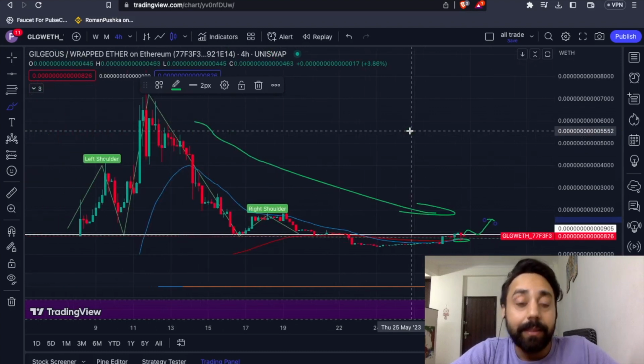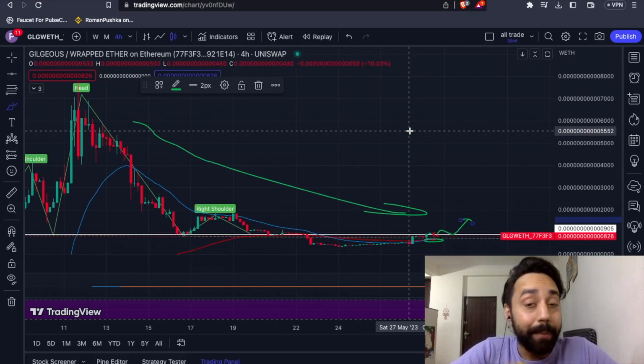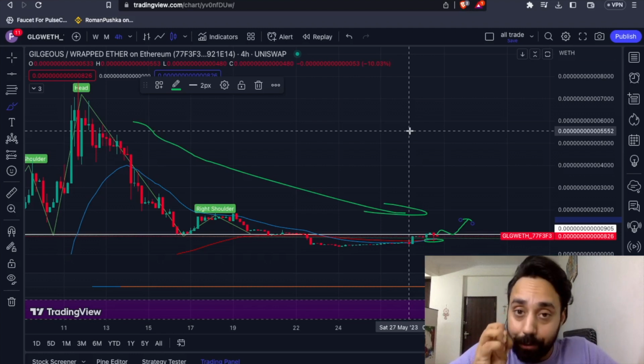So the GLG token is about to pump anytime soon. I'm telling you, this can be the right time to get into it. It has the maximum support it needs, and no resistance so far. So it is possibly going to go in the upward direction. So get in and get out early. This is my advice to you.